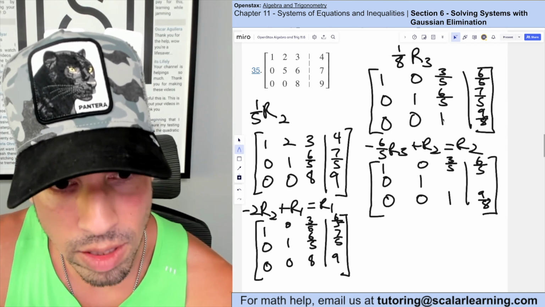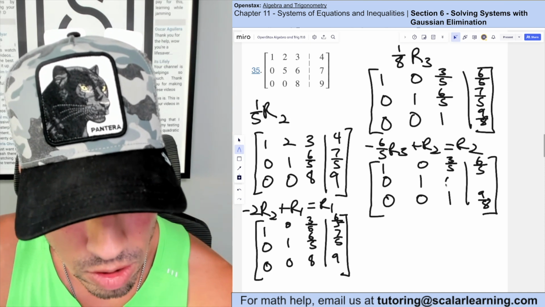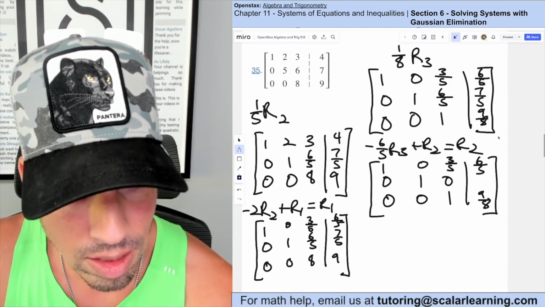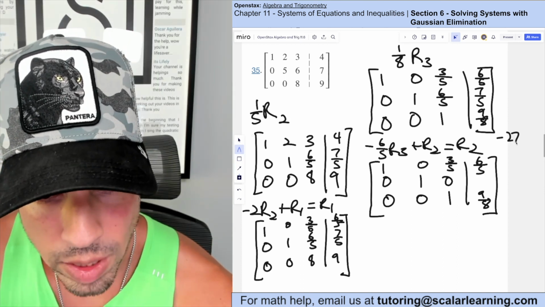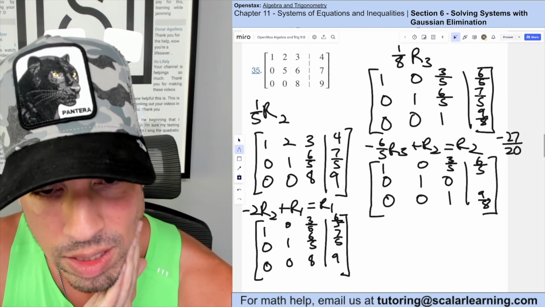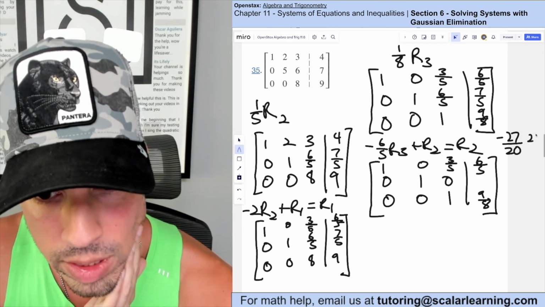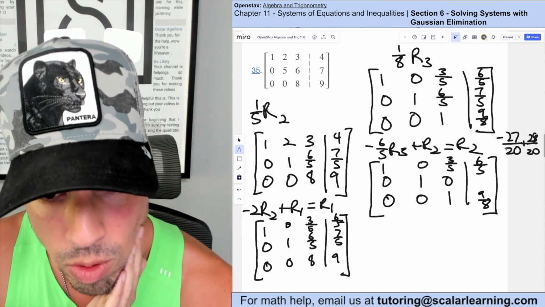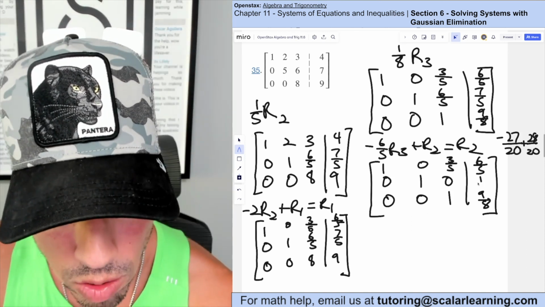And then times 1 is -6/5 plus 6/5 is 0. And then we got -6/5 times 9/8. That is going to be -27 over 20. So -27 over 20 plus 7/5, which could also be 28 over 20, right? We add those, we multiply by 4 over 4. Add those together and I get 1 over 20.